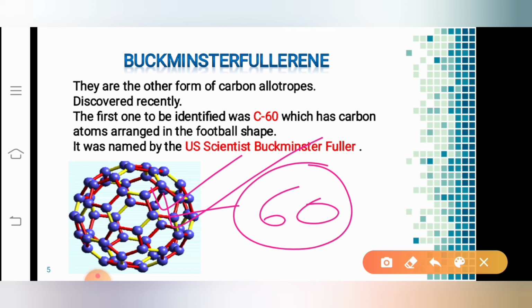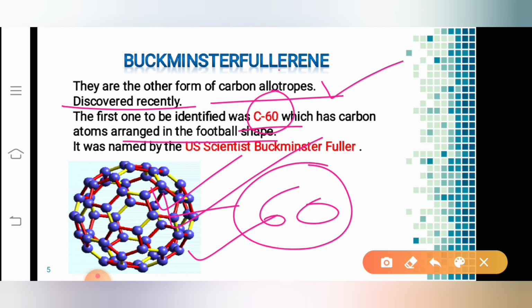Actually, it is a geodesic dome. It looks like a geodesic shape, correct? So here, I repeat, the Buckminsterfullerene is also an allotrope of carbon. It was discovered recently, and the first one was identified to be C60. That means 60 carbon atoms were found and they are arranged like a football. It is actually a geodesic dome shape.